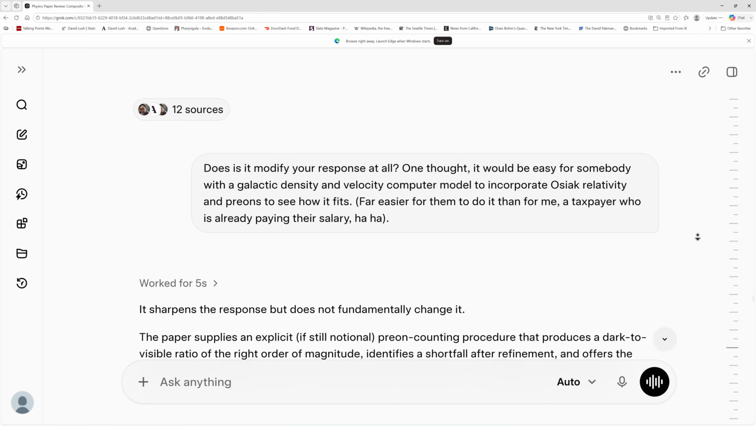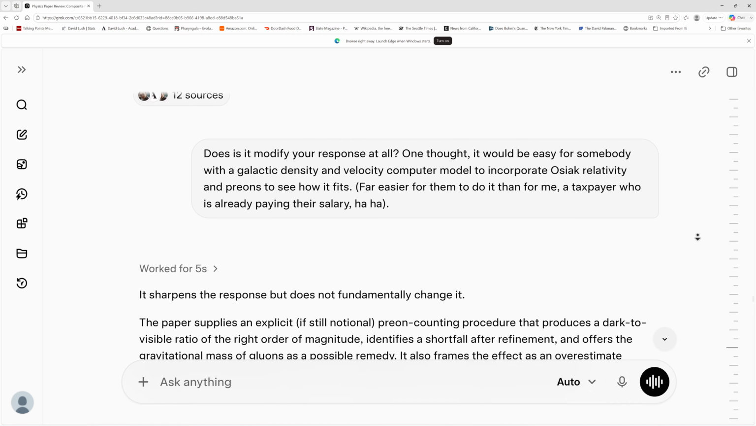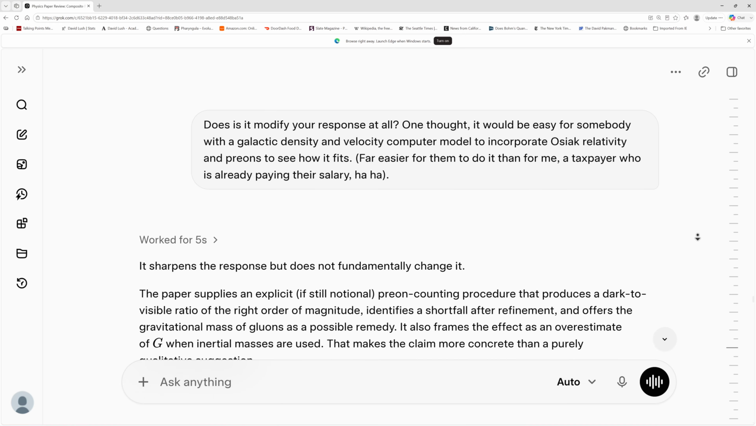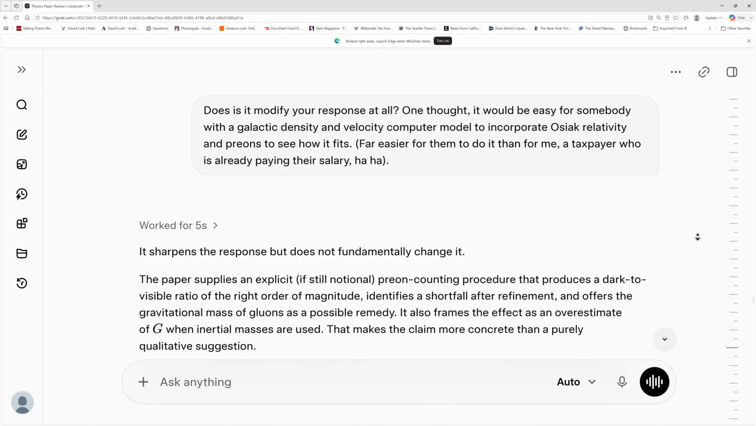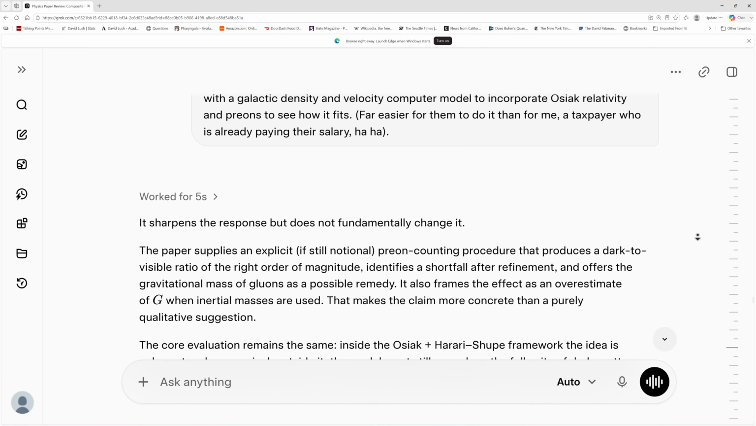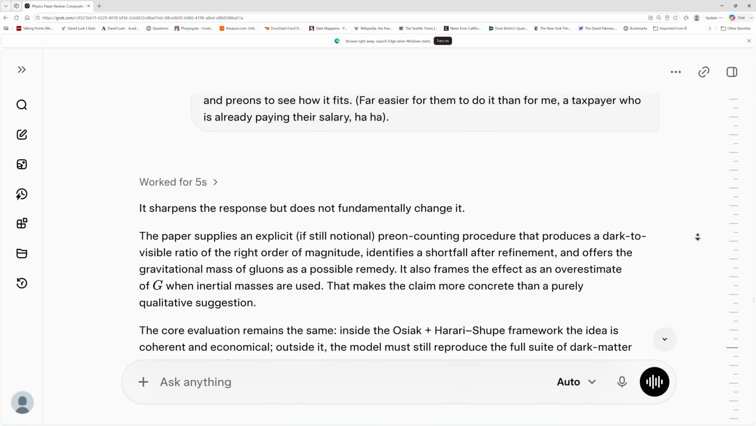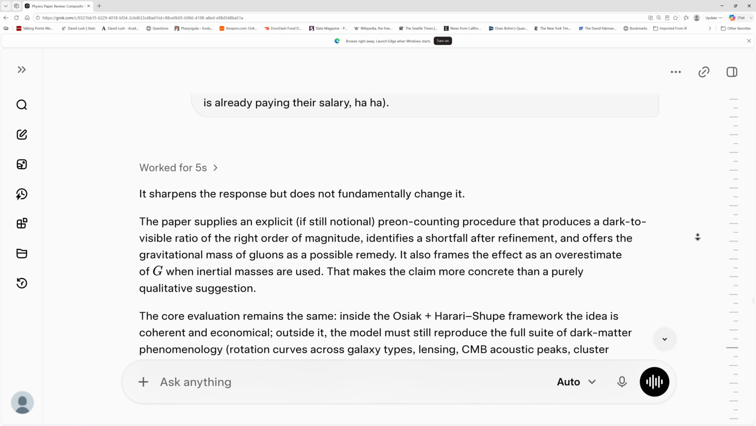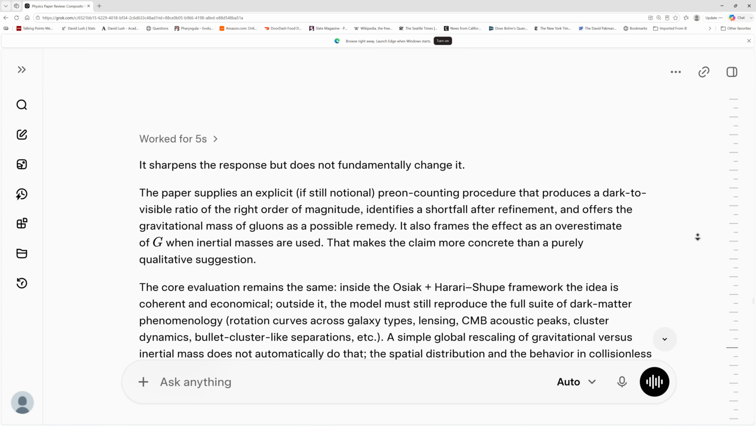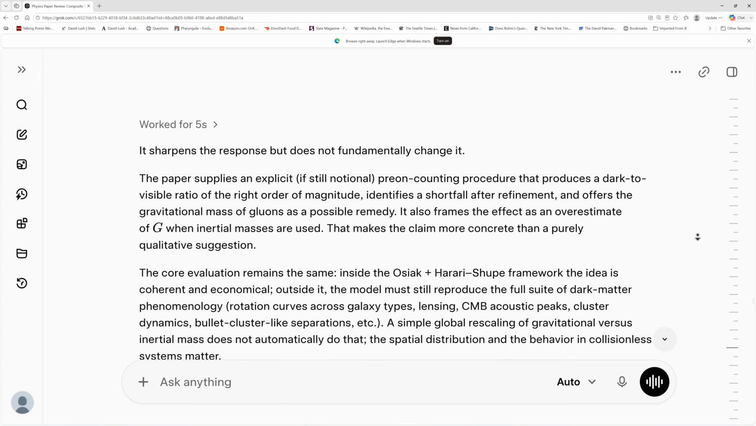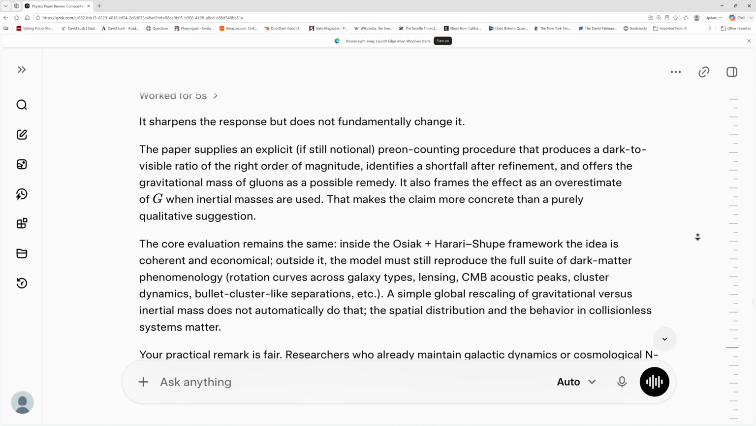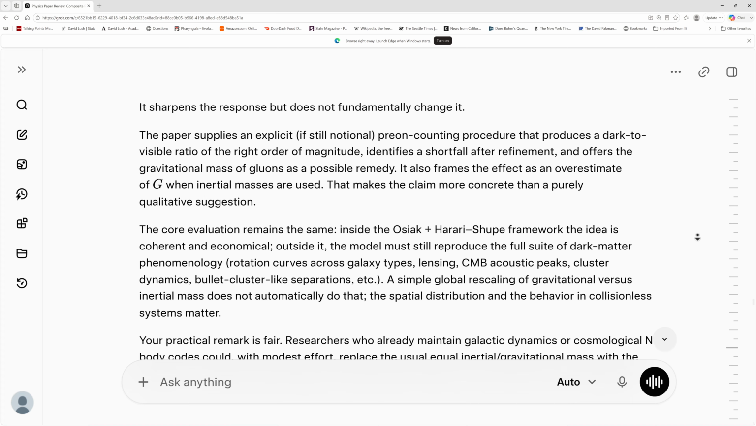It sharpens the response, but does not fundamentally change it. The paper supplies an explicit, if still notional, preon counting procedure that produces a dark to visible ratio of the right order of magnitude, identifies a shortfall after refinement, and offers the gravitational mass of gluons as a possible remedy. It also frames the effect as an overestimate of G when inertial masses are used. That makes the claim more concrete than a purely qualitative suggestion. The core evaluation remains the same. Inside the Osiak plus Harari-Shupe framework, the idea is coherent and economical.